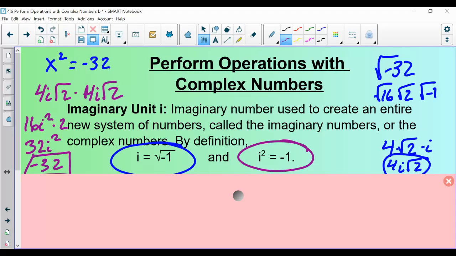That's pretty cool, I think. What number, when we square it, do we get negative 32? Well, 4i root 2, right? We squared it, we multiplied it by itself, and we did end up with negative 32.